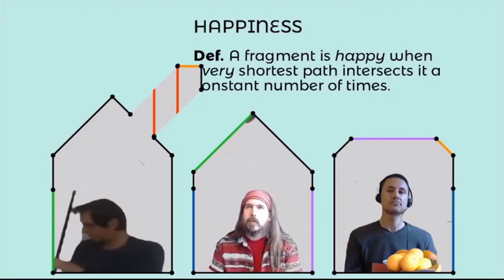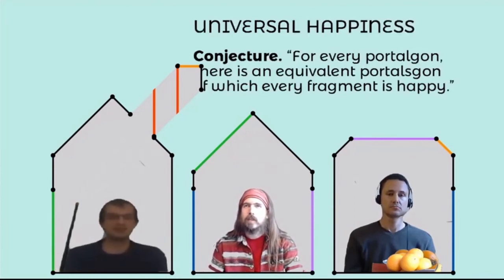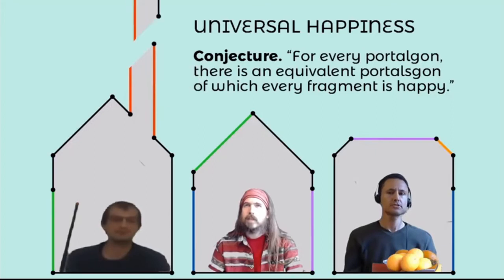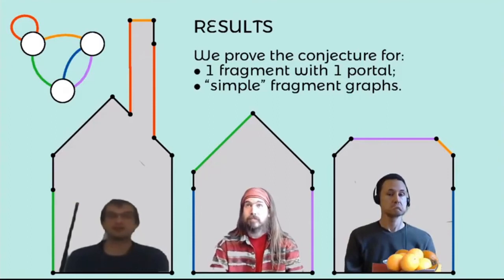So is this always possible? This kind of rearranging trick that you did there? Yeah, so we conjecture that for every Portalgon, it is possible to find an equivalent Portalgon that is happy. Oh, that's a very nice conjecture. But what are our results? Is there anything we can actually prove here? Yes. If the Portalgon consists of a single fragment with only one portal, then we can actually prove the conjecture. Impressive.